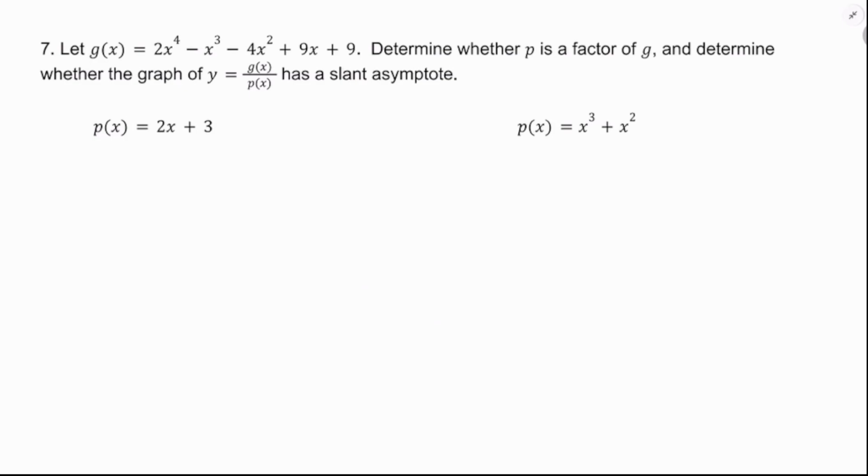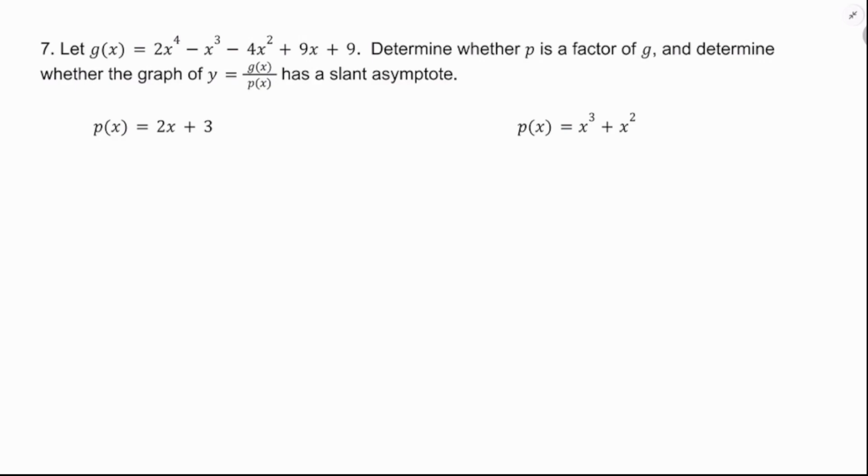All right, let g of x, and this is the last one, be 2x to the 4 minus x to the 3 minus 4x to the 2 plus 9x plus 9. 4, 3, 2, 1. Okay, so no missing terms. So this homework definitely is missing that. It's too bad. We'll probably make sure to put that in the practice problems. Determine whether p is a factor of g, and determine whether g over p has a slanted asymptote.